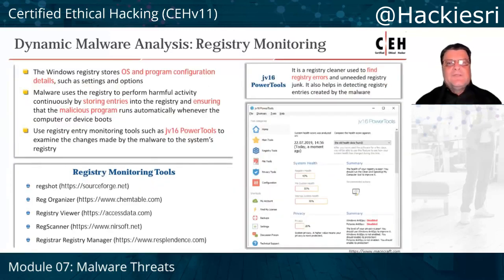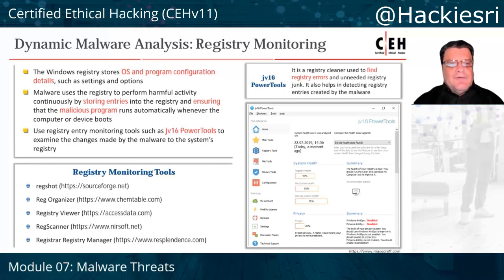Dynamic malware analysis, registry monitoring. The Windows registry stores OS and program configuration details such as settings and options. Malware uses the registry to perform harmful activity continuously by storing entries in the registry and ensuring that the malicious program runs automatically whenever the computer or device boots up.